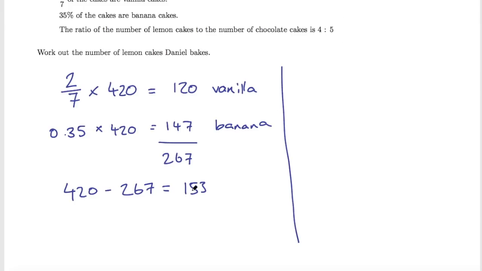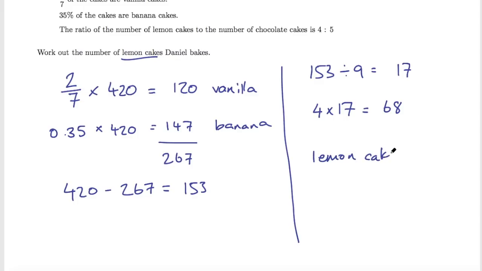So 9 parts is the total. So 153 is 9 parts in total. So 1 part will be 153 divided by 9, and that will be 17. So 1 part in this ratio is worth 17 cakes. So therefore, if we've got 4 parts of that, we can do 4 times 17, and that will give us 68. And we are looking for the number of lemon cakes, which will be the four parts there. So we've got our answer there. The number of lemon cakes is 68.